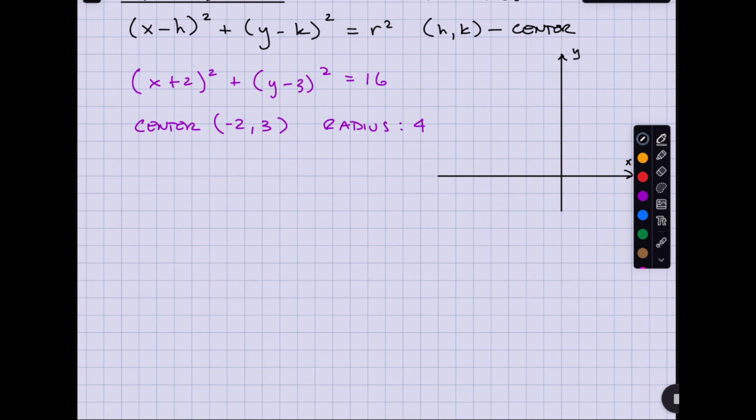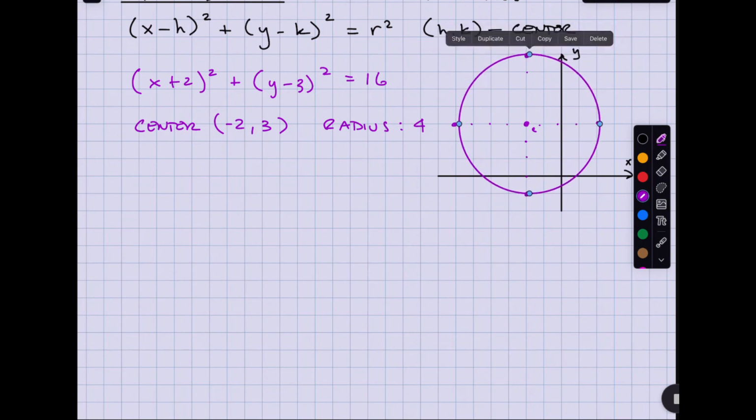So the way we would graph it is that we plot the center, just like if we were graphing a line. We need a starting point, which is the center. So the center is negative 2, 3. So there's my center. Then the radius is going to tell me how far to go left, right, up, and down. So I go up 4: 1, 2, 3, 4. Then I do the same in each other direction, and then I will complete my circle. And there's my circle with a radius of 4 at the center of negative 2, 3.